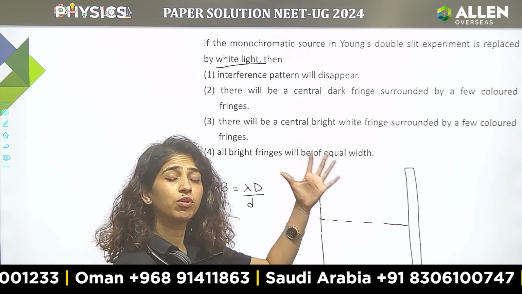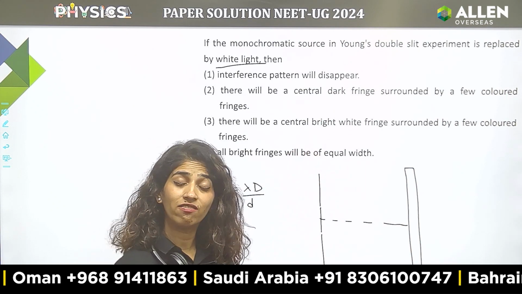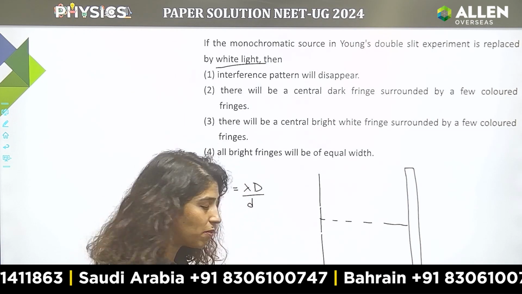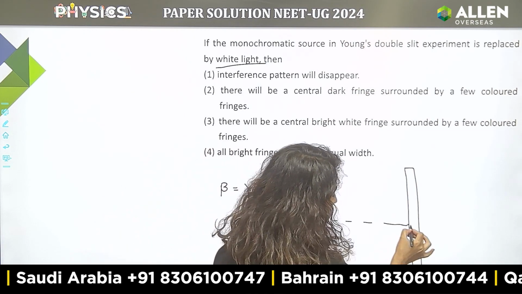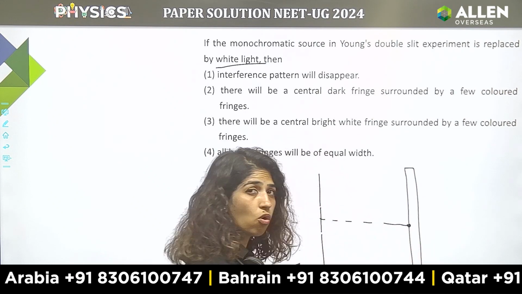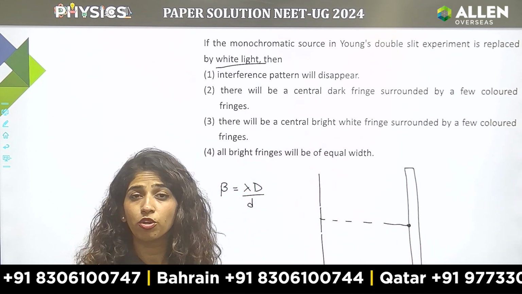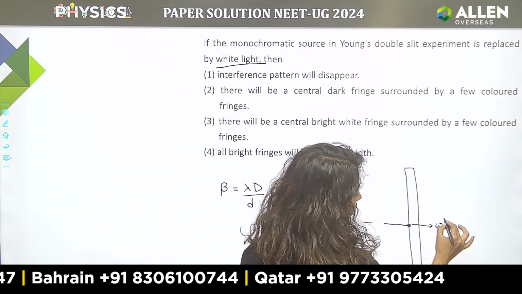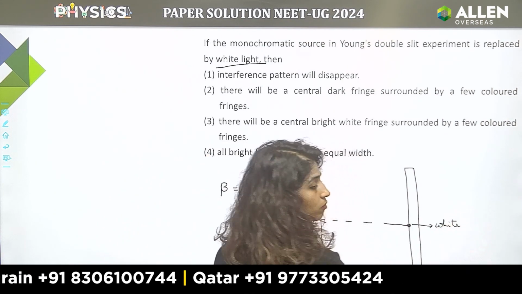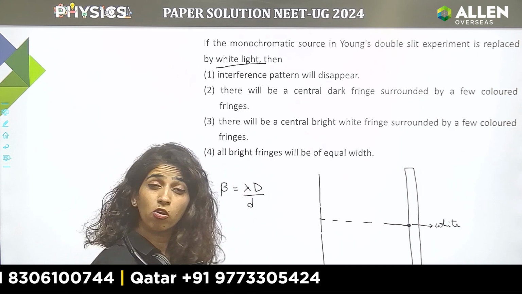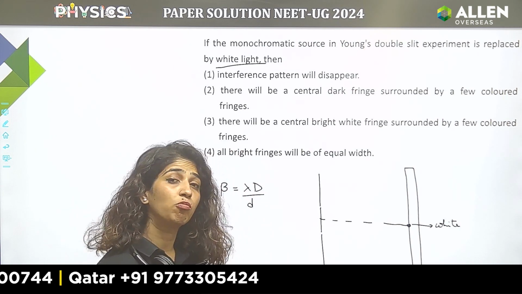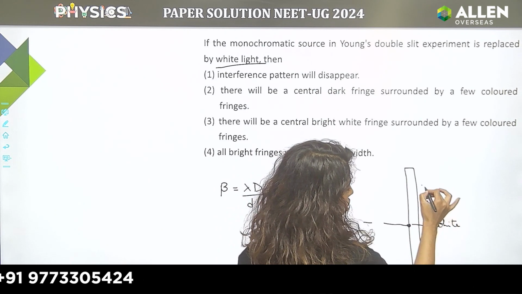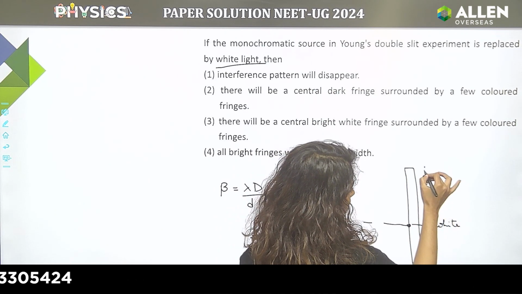So what will happen on the screen is you will get 7 different patterns merged together. Since 7 different patterns are merged together, there would be one point where the path difference for all the 7 wavelengths is going to be the same. So at the center you are going to get white, followed by the color whose wavelength is smallest. So it will be followed by VIBGYOR in that order on both the sides.